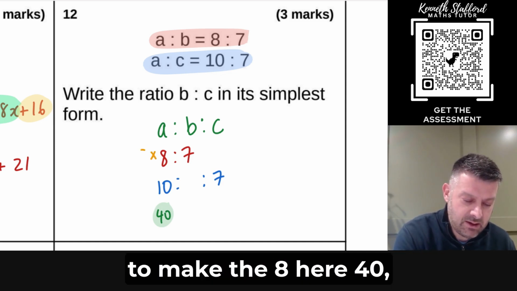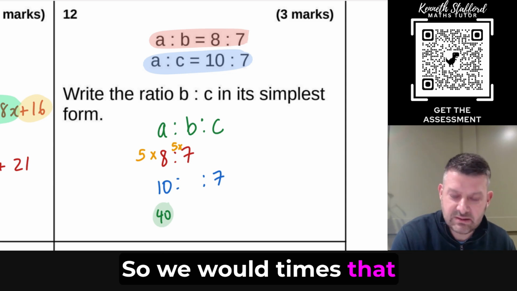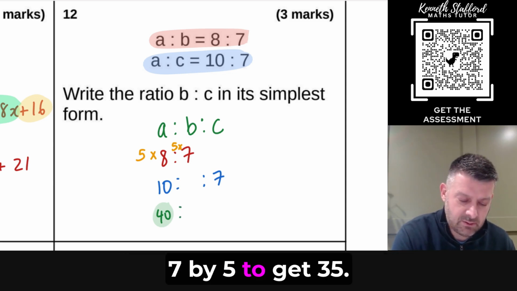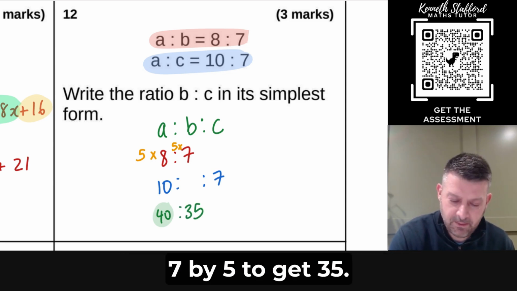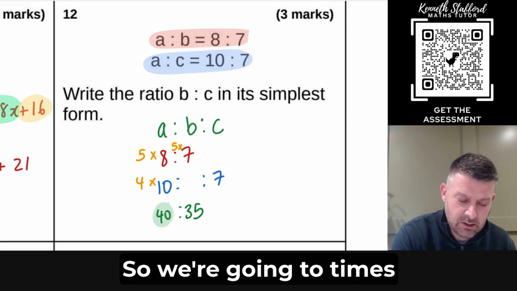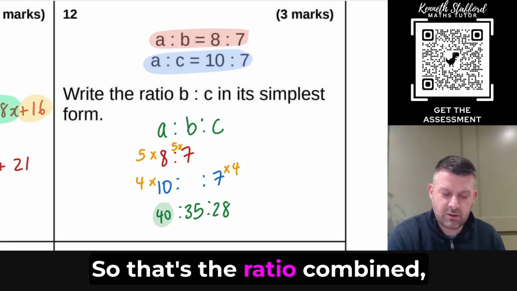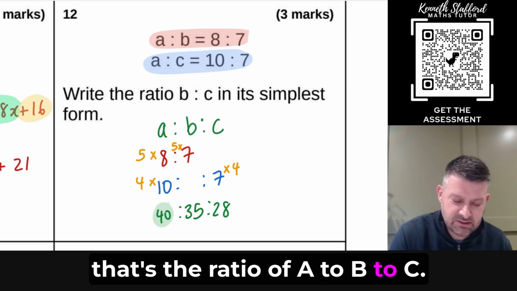To make the 8 here 40, you times it by 5. So we would times that 7 by 5 to get 35. For the 10, we would times by 4 to get 40. So we're going to times this 7 by 4 to get 28. So that's the ratio combined. That's the ratio of A to B to C.